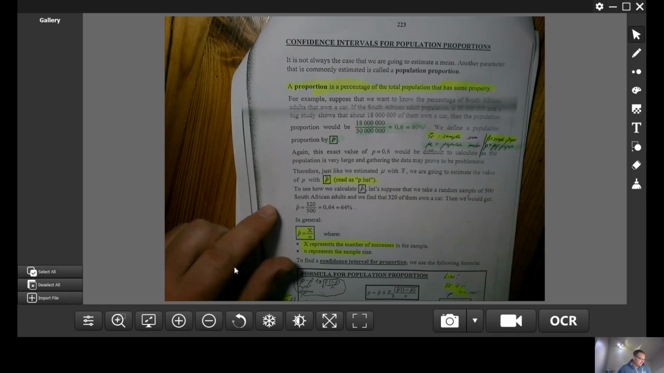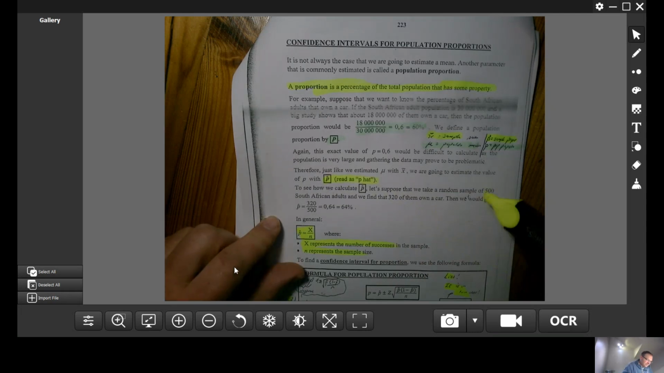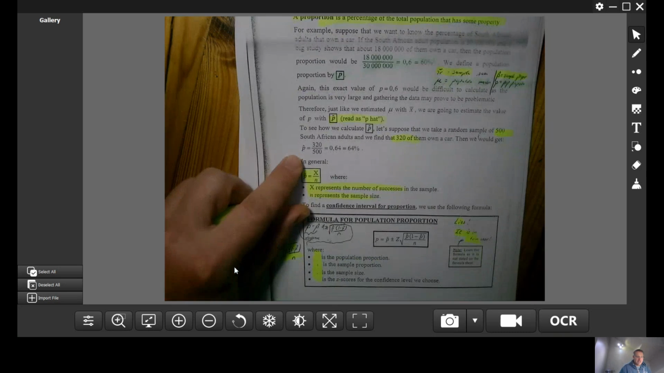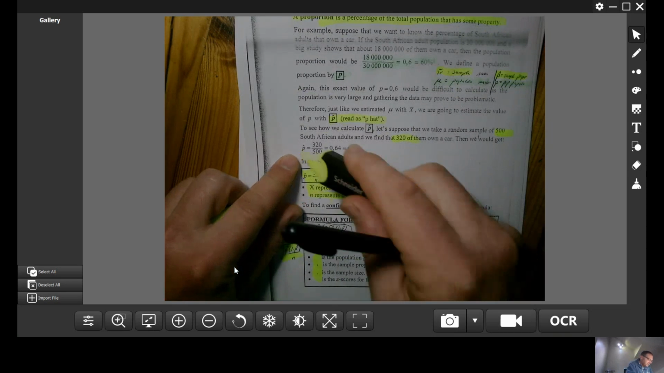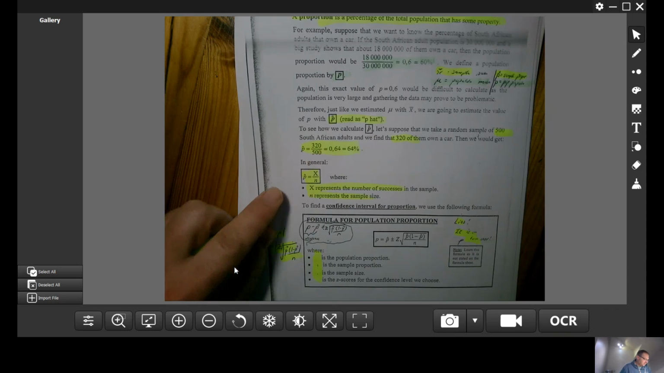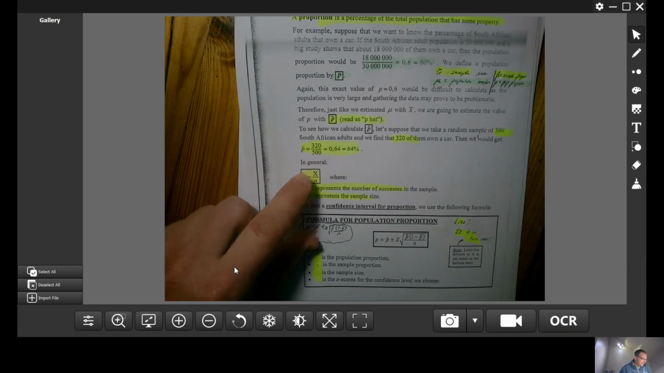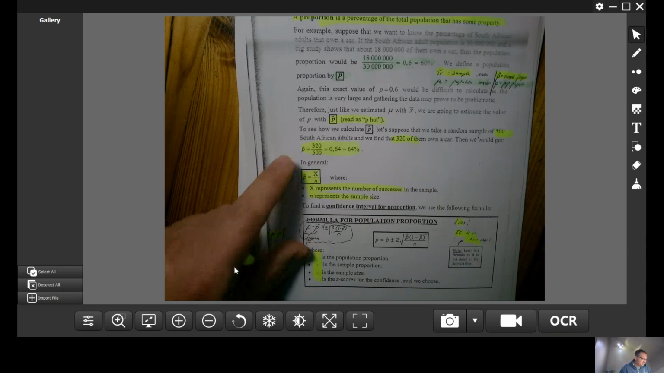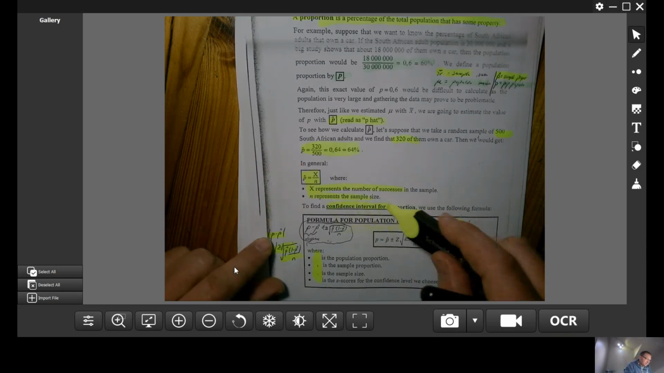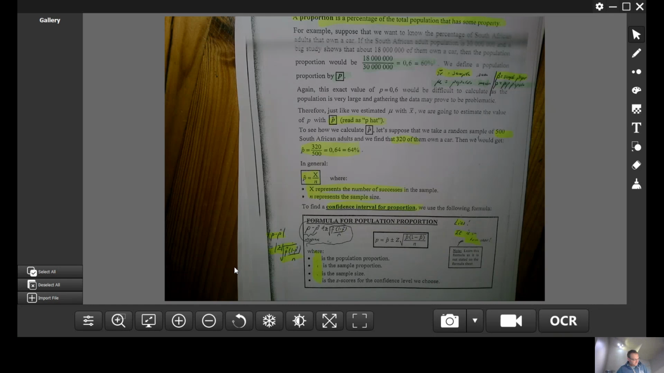To find a proportion, it's very easy. If you had 500 people and 320 of them have a car, the sample proportion is going to be 320 over 500, which is 64%. So P hat is 0.64. P hat is equal to x over n, where x is the number of successes, like 320, and n is the size of the sample. Now we're going to find confidence intervals for population proportion. The formula gives the parameters for your confidence interval for P.